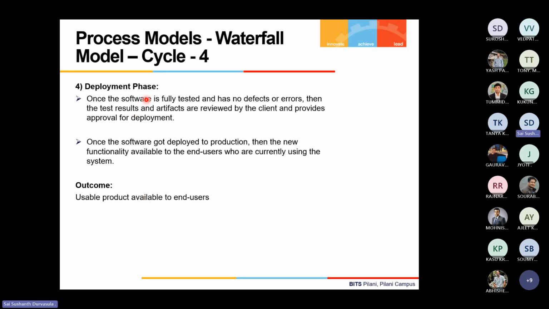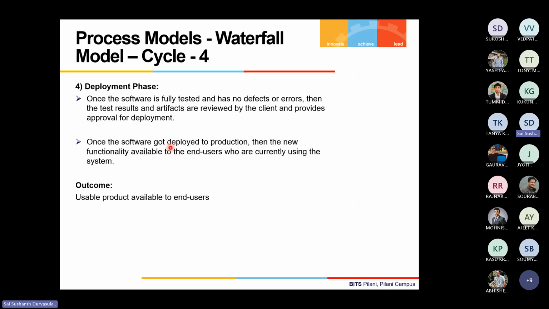Then we have the deployment phase, wherein the software is fully tested by now. It is defect free, ready to be deployed, and generally it is promoted first to the staging environment. And once the manager and the customer give a go ahead, or the consents of the respective stakeholders are taken into consideration, and all the approvals are taken, then the code is promoted from that staging to production.